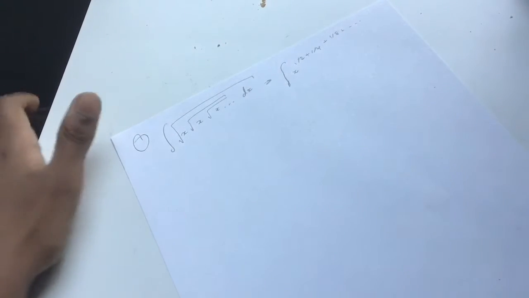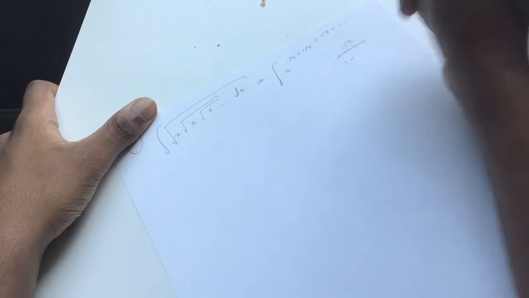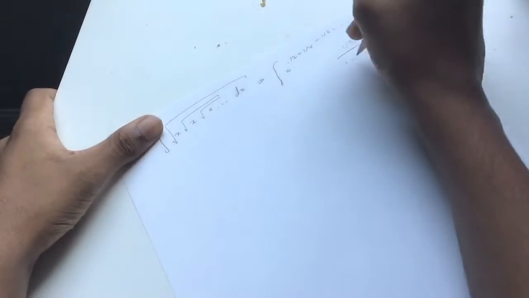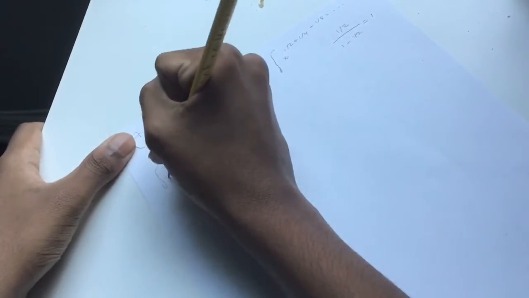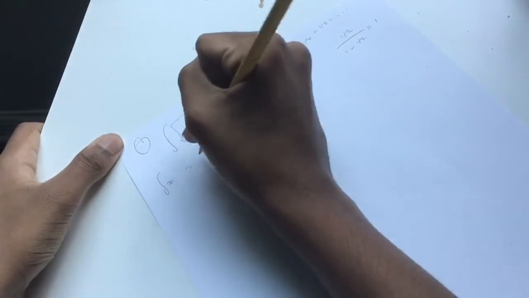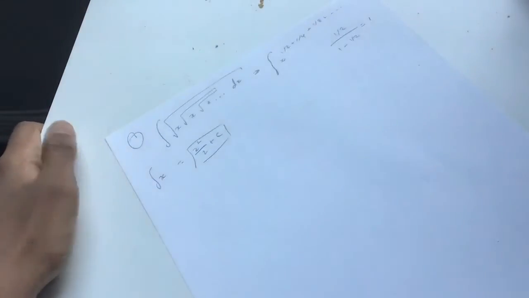Now we can use the formula for the sum of an infinite geometric sequence. The sum is a sub 1, which is our 1/2, over 1 minus our common ratio, which is 1/2. This is equal to 1/2 over 1/2, which is equal to 1. So it's just the integral of x. This is equal to, of course, x squared over 2 plus some constant of integration c. Next question.